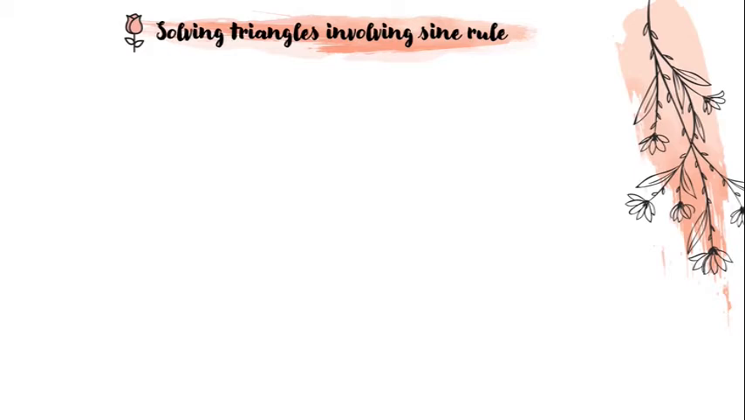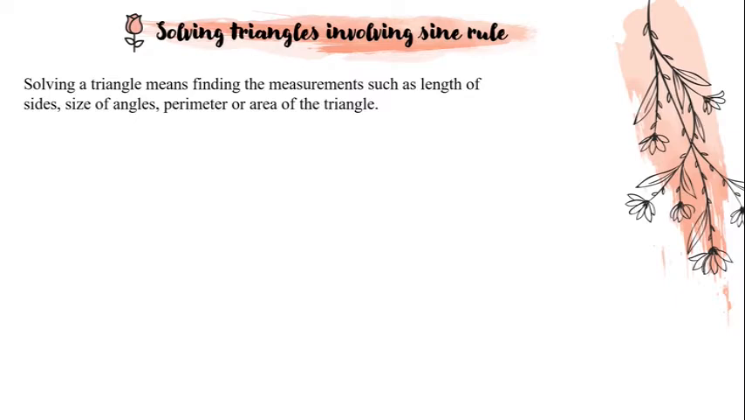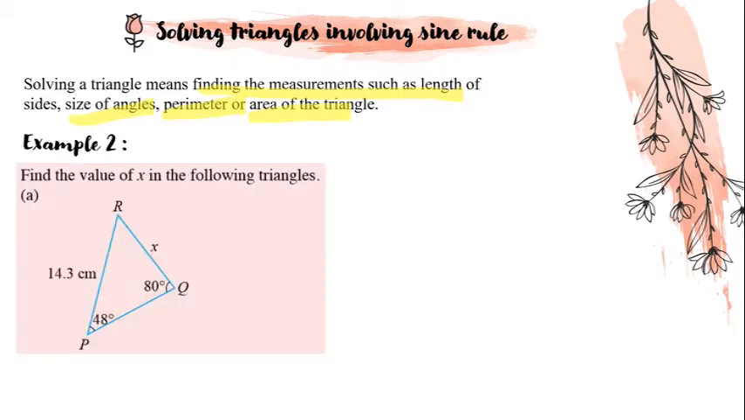We move to the next subtopic, which is solving triangles involving the sine rule. Solving a triangle means finding measurements such as length, size of angle, perimeter, or area of the triangle. Example number 2. Find the value of x in the following triangle.